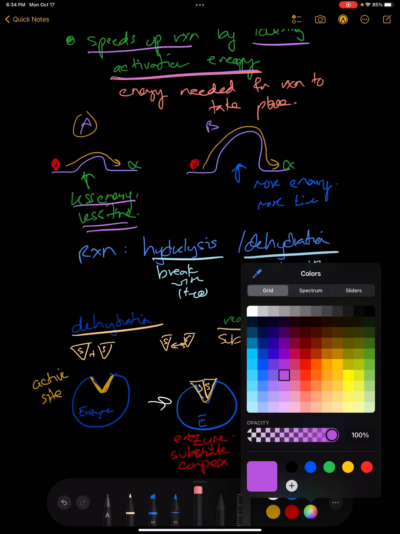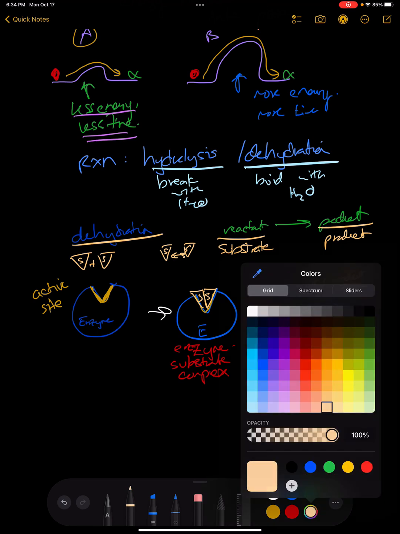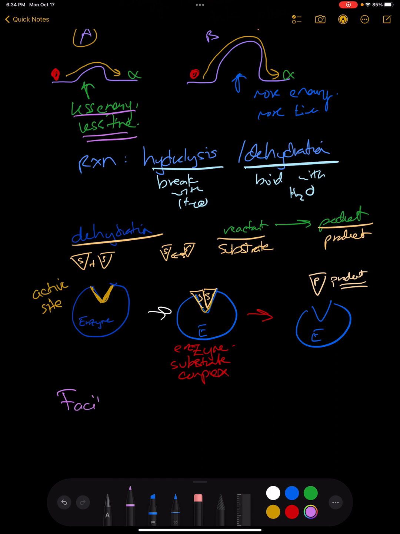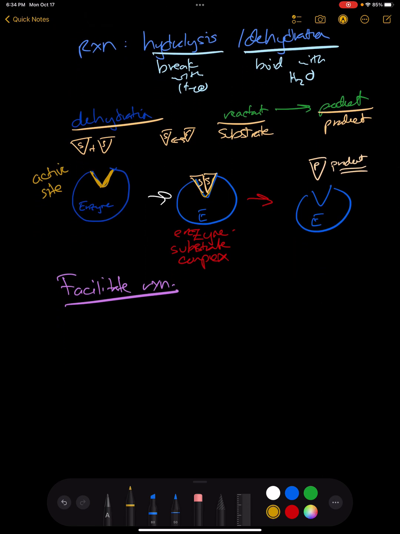Enzymes, let's write it down. Enzymes, oh, come on, I wanted that pretty color. There you go. Enzymes facilitate reactions, okay? They just make them happen. And of course, I can do the reverse of this.